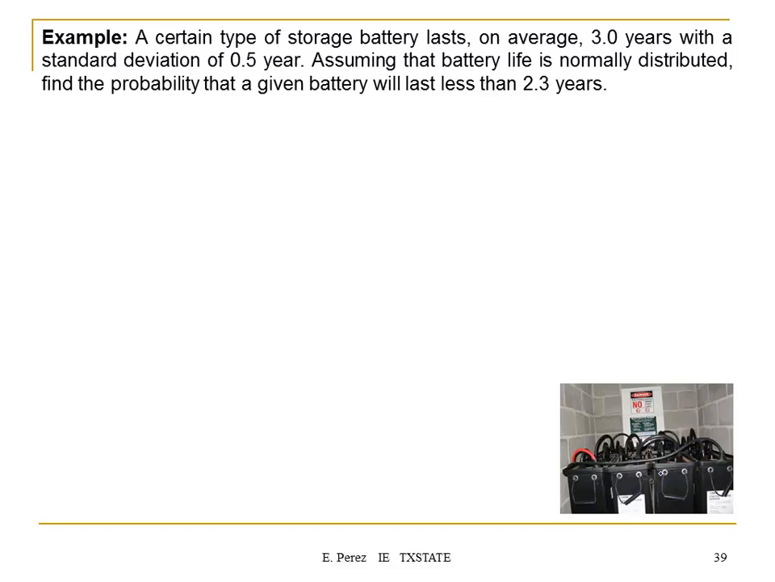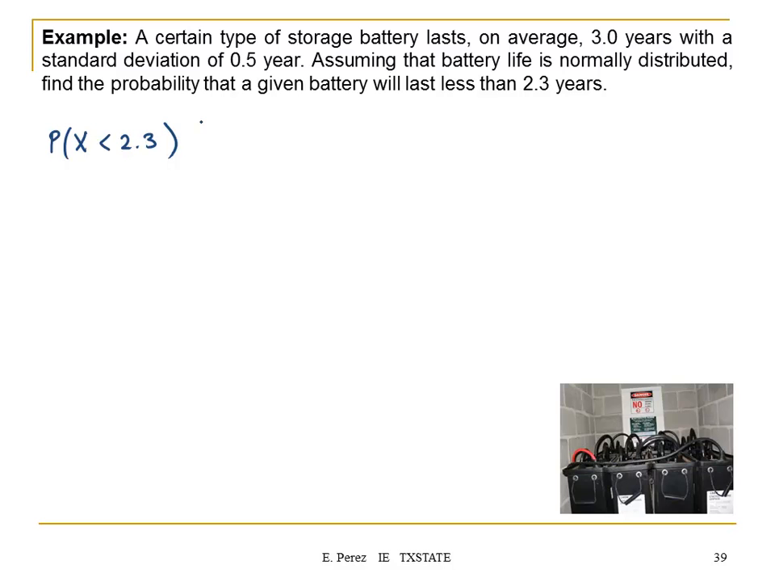A certain type of storage battery lasts on average 3 years with a standard deviation of 0.5 years. Assuming that the battery is normally distributed, find the probability that a given battery will last less than 2.3 years. So what is the probability that we need to find? Correct. So it's the probability of x being less than 2.3. Okay? And x is the battery lifetime. That's our random variable.